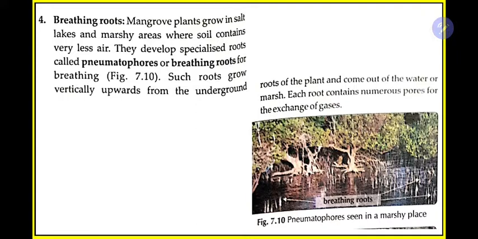They develop some special kind of roots called pneumatophores or breathing roots for breathing. As there is less air, they develop special roots by which they can breathe from outside, and so these roots are known as breathing roots or pneumatophores. Such roots grow vertically upward from underground. That means from the soil below water, these roots grow upward and come out of the water after a certain period of growth, and they will absorb air from outside the water.